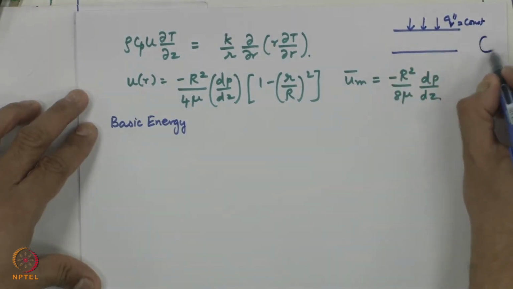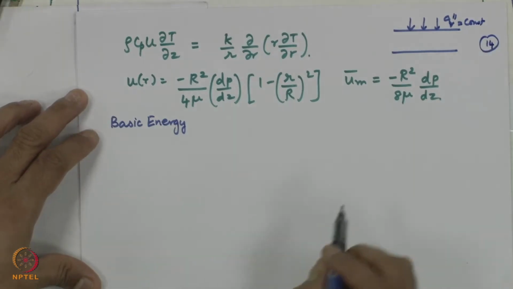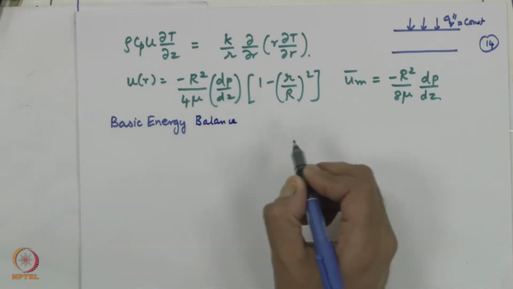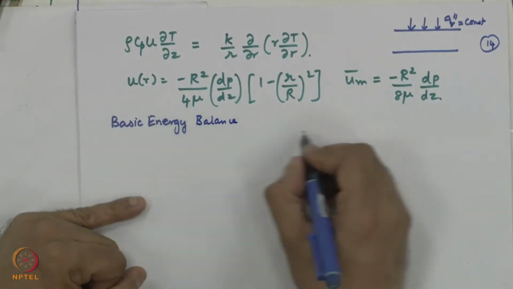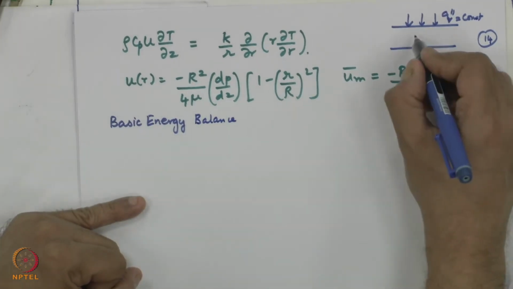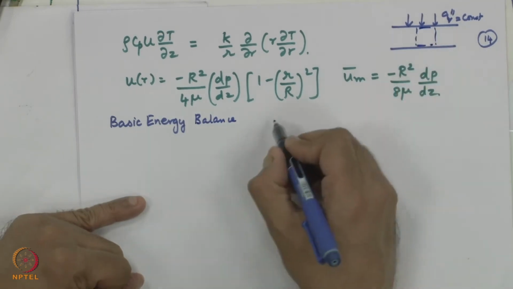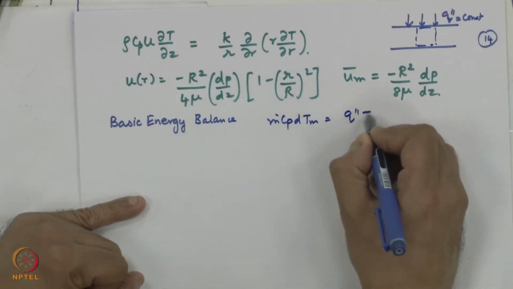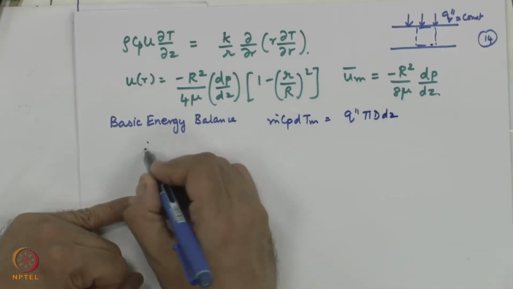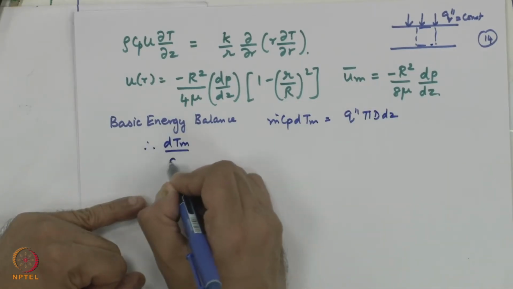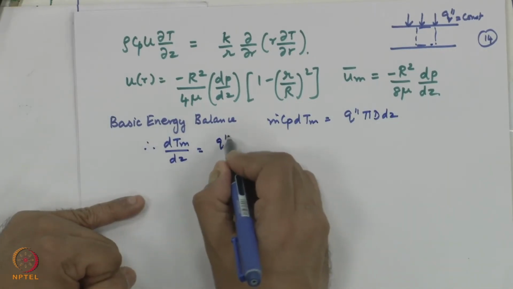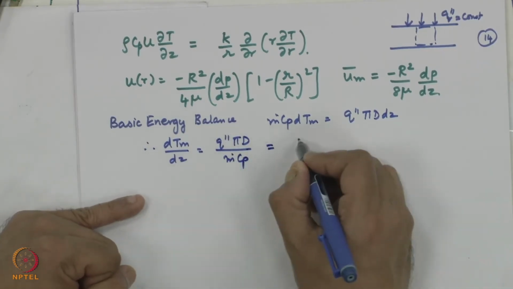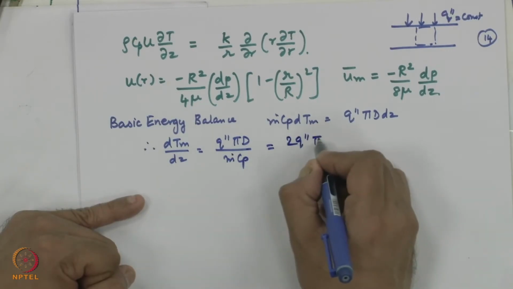This is slide number 14. We had shown from basic energy balance, for a control volume like this, we wrote it as m dot Cp dTm is equal to q double prime pi d dz, and therefore dTm by dz came out to be equal to q double prime pi d by m dot Cp. For a circular pipe, this is q double prime 2 pi r.